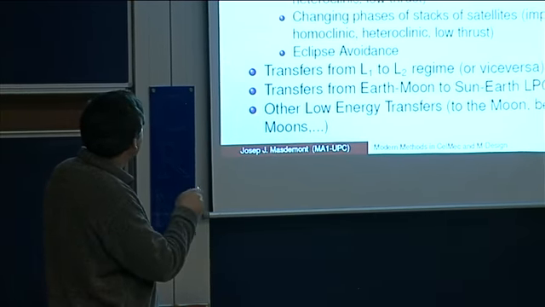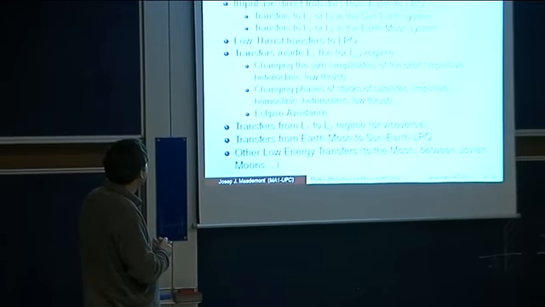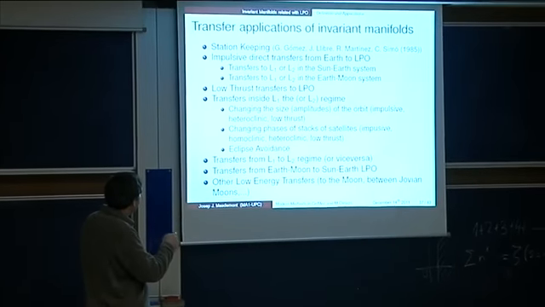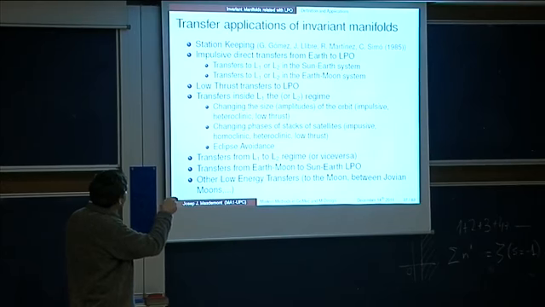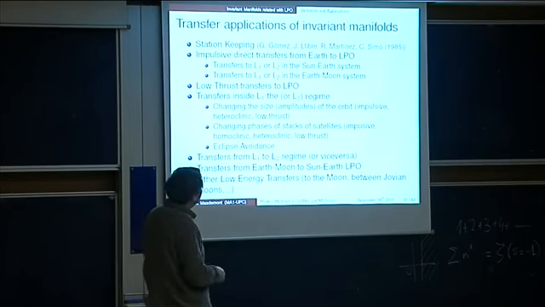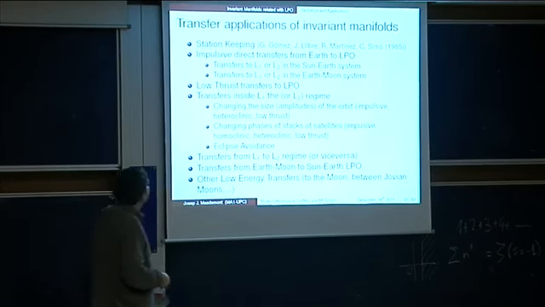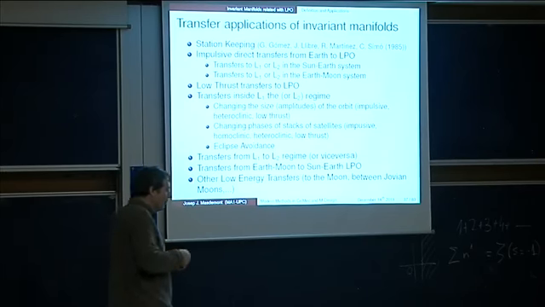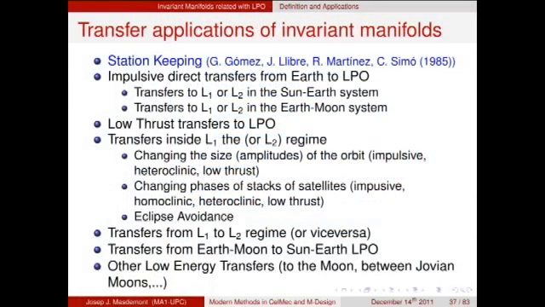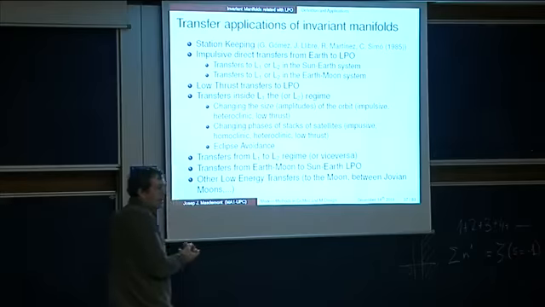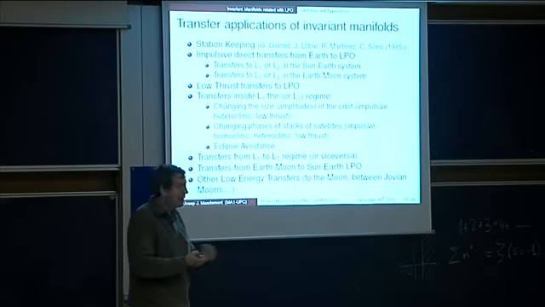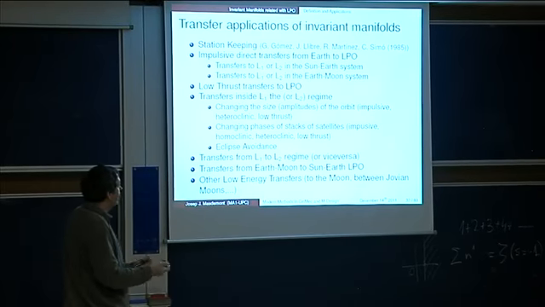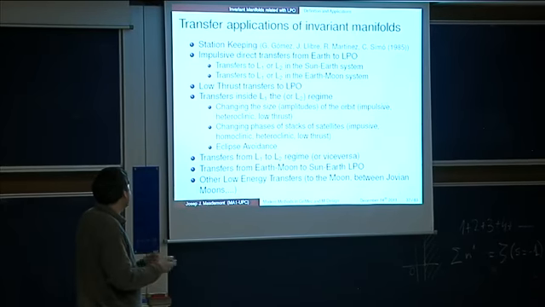So probably the first ideas in this implementation were done by Gerard Gómez, Jaume Llibre, Regina Martínez, and Carles Simó in 1985, when they designed a station keeping procedure. This is a way to maintain the satellite in the libration point orbit by means of cancelling the unstable component. So this is a geometrical procedure that is not related to the common optimization procedures of feedback, things like this.